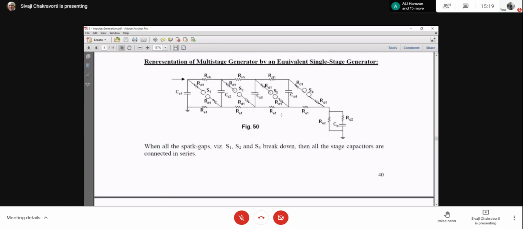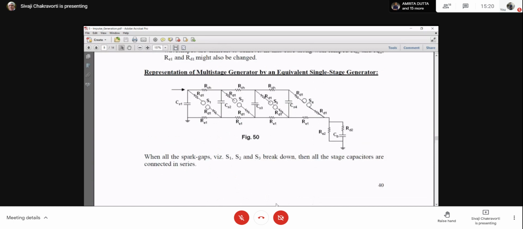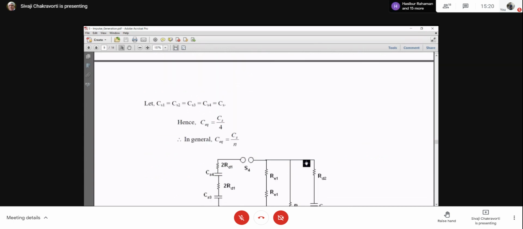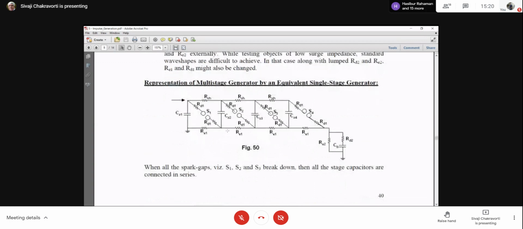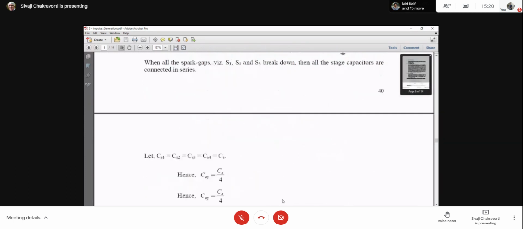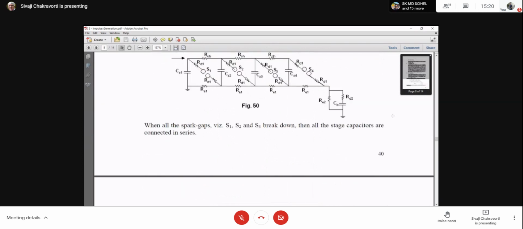Then CS2, 2 RD1, stage 2. Then CS3, 2 RD1, stage 3, and CS4, 2 RD1, stage 4. So each rectangle is actually just one block or one stage. So finally we have 4 CS and 4 times 2 RD1 in series. Then comes S4, and then 4 RE1, they are in parallel with RE2, because RE2 is connected to R. This is the common point, and 4 RE1 is connected to R.